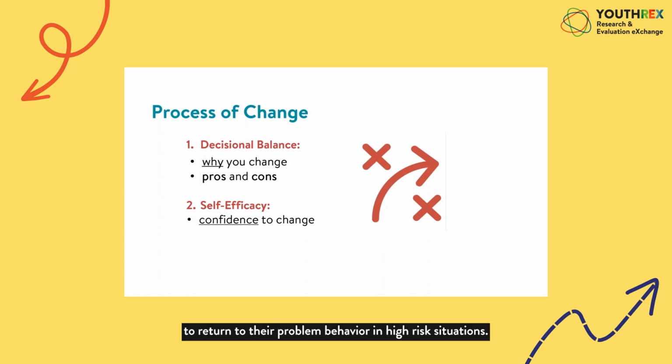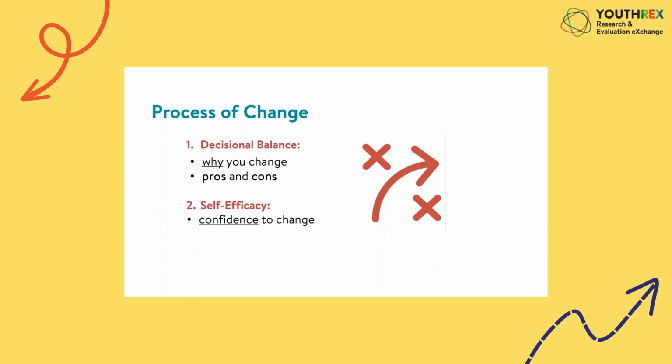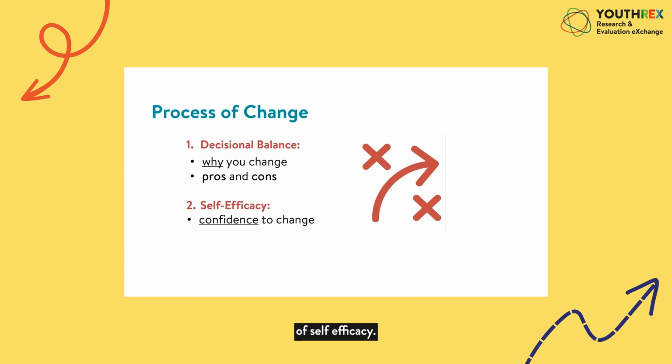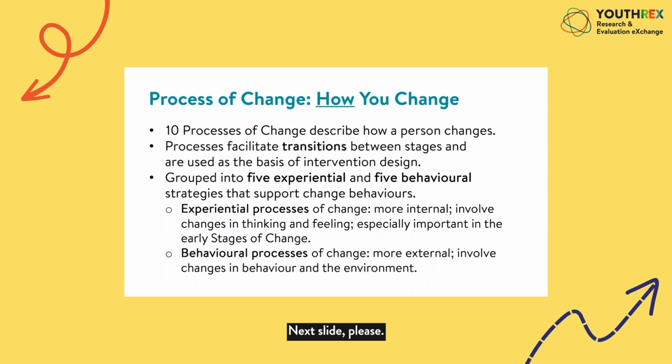So in the pre-contemplation and contemplation stages, temptation to engage in the problem behavior is far greater than their confidence to abstain. So as individuals move from preparation to action and to maintenance, self-efficacy should increase and temptation should decrease. Relapse often occurs in situations where feelings of temptation are stronger for youth than their confidence or their sense of self-efficacy. Next slide, please.